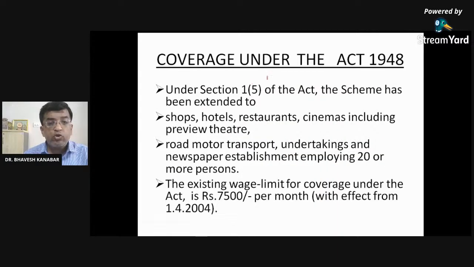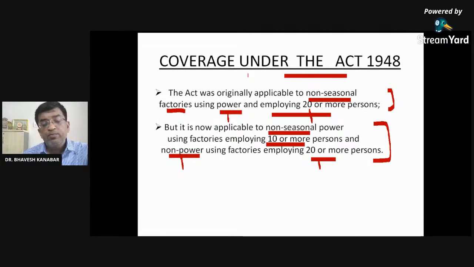Further, it has also covered, probably that slide is missing, I think, newspaper agencies, hotels, restaurants, right? So apart from the factory, other categories of business where 20 or more workers are employed, newspaper agency, hotel business, restaurant, are also covered under the ESI Act.